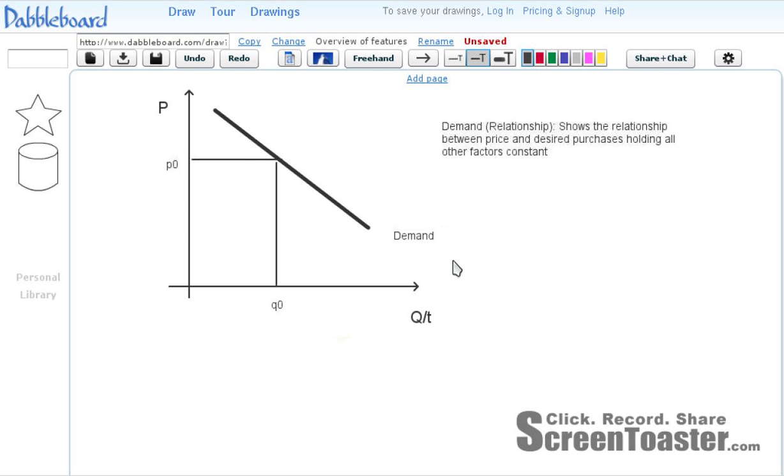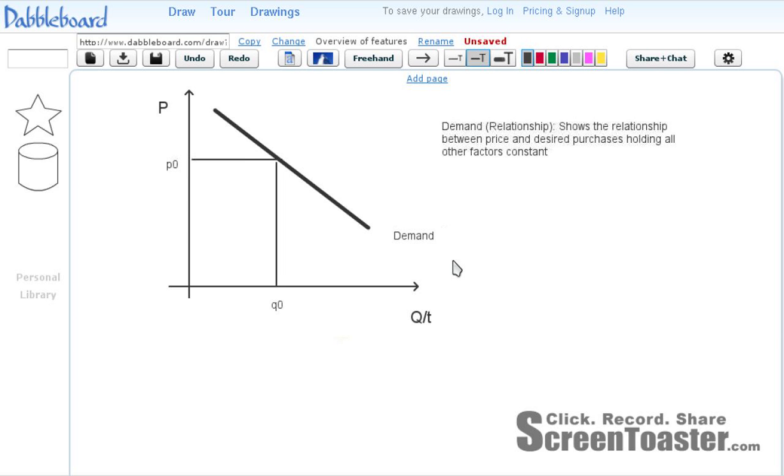Now we also have all these other factors being constant, and there's going to be a whole bunch of other things that we're going to discuss that are going to move around that relationship between price and desired purchases, shift it to the left, shift it to the right, change its shape, twist it around a little bit. But those are going to show up in a slightly different screencast.